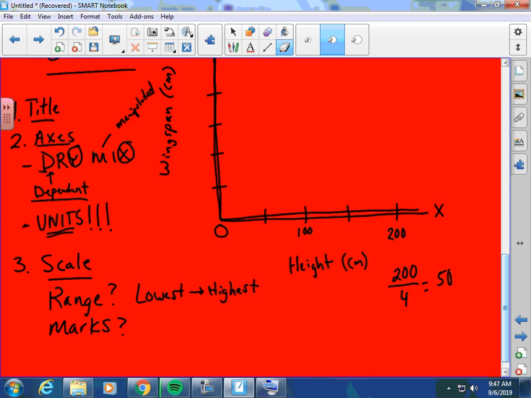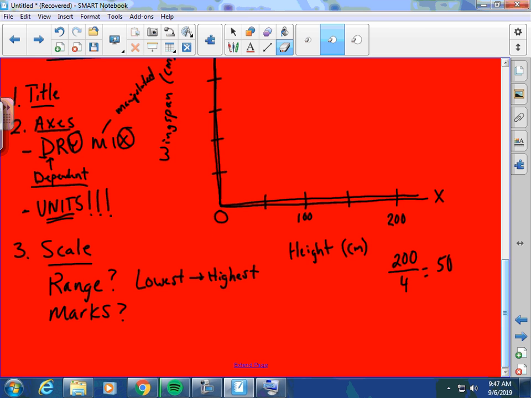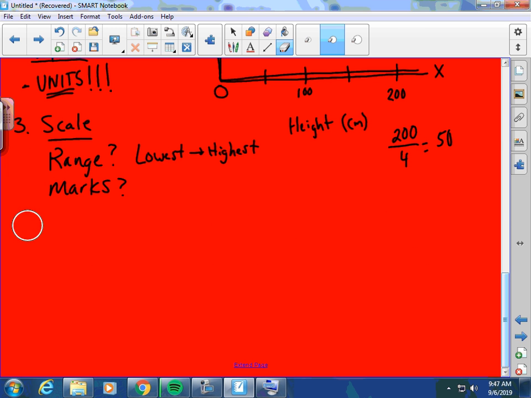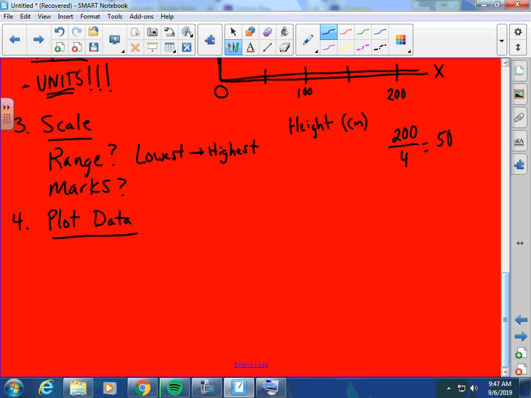Now at this point, we're just going to look at our data and plot our data. So that would be the 4th step. Okay, now this depends on what kind of graph we're doing. Like I said, we're doing line graphs. We also need to put, I'll put this as 4B, we also need to consider if we need a key or not.